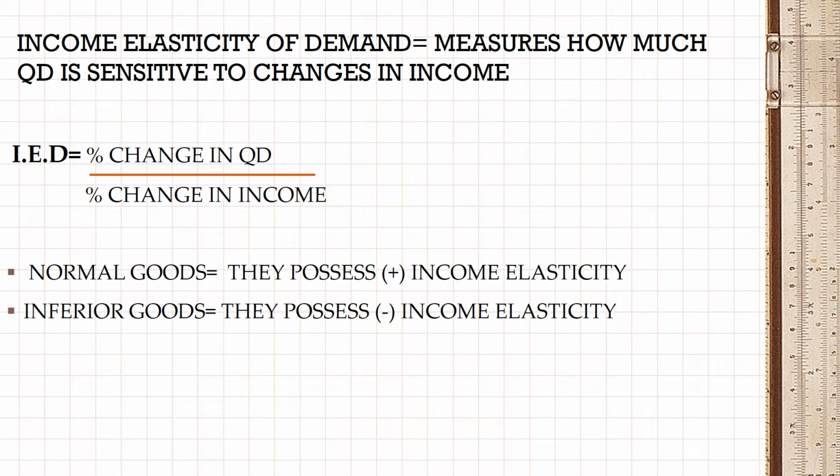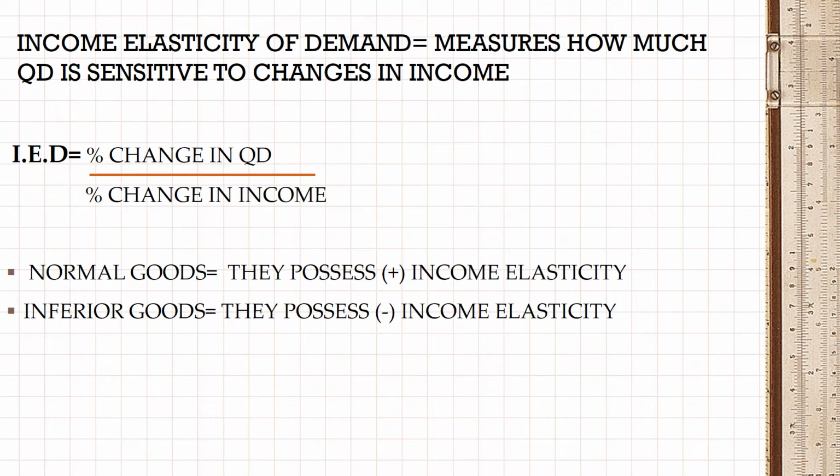And we say quantity demanded is sensitive to changes in prices if quantity demanded changes considerably, a lot, due to a small change in price. And we say quantity demanded is insensitive to changes in prices when quantity demanded changes a little bit due to changes in prices. So remember, income elasticity of demand, you compute it via this formula, change in quantity demanded over changes in income, because this is income elasticity.